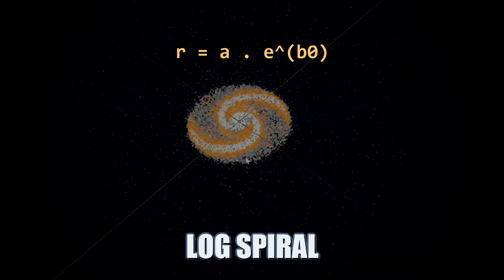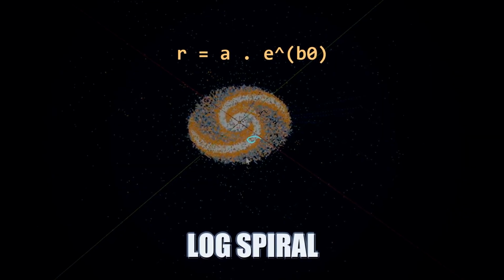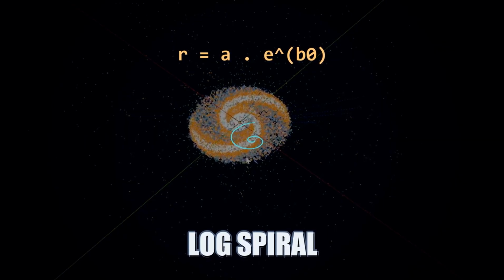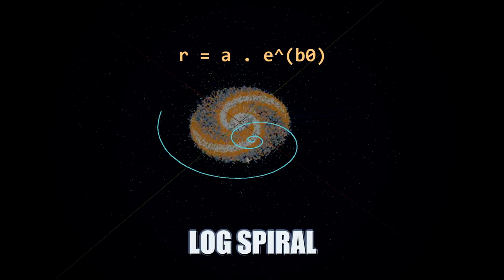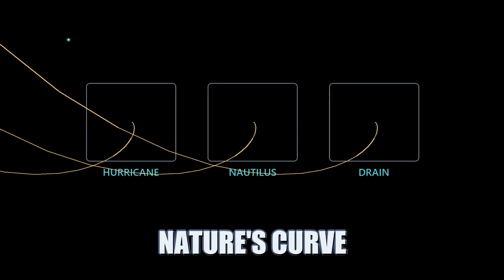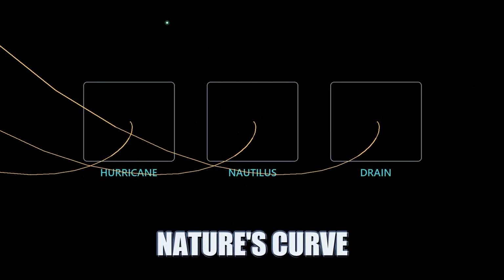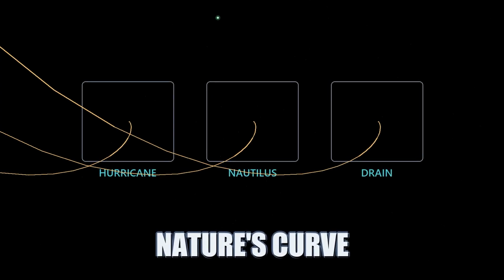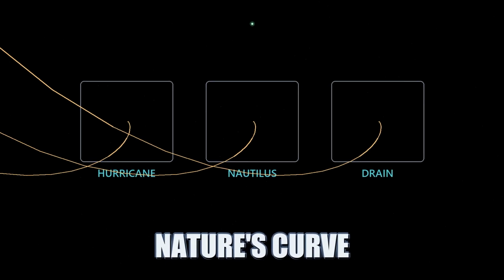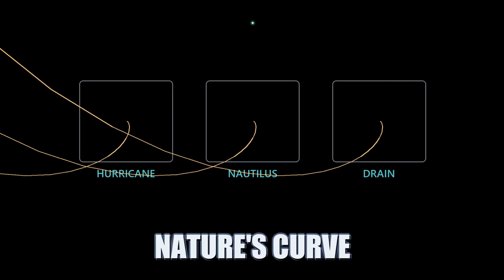Let's talk about the shape itself, because I got it wrong at first. My early arms used simple, straightish math. They looked okay. Not great. Real galaxy arms follow a logarithmic spiral. The arm winds tight near the center and opens up gently as it goes out. It's the same curve you see in a hurricane. A nautilus shell, water going down a drain. Nature reuses this shape everywhere. The moment I switched to the real equation, the whole thing suddenly read as a galaxy.